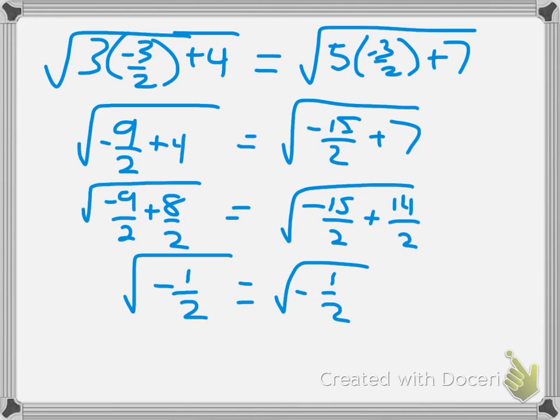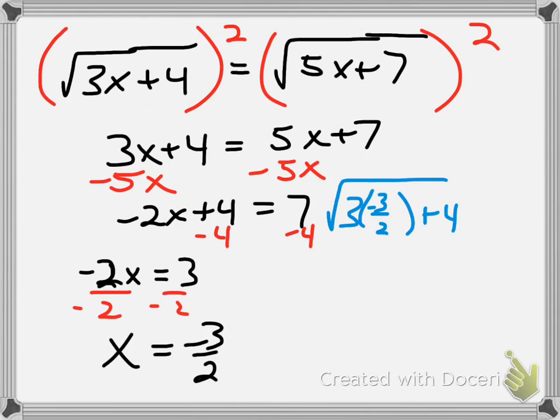Now you might be saying, well, that's a negative inside an even root. And if we're not considering imaginary numbers or complex numbers, we shouldn't be able to go any further. What we want to show is just that both sides are equal to one another, and they are. That is enough to show that our answer of negative 3 halves will work. So when you have two radicals on each side of an equation, if the indices match up, we raise both sides to that power and solve for x.